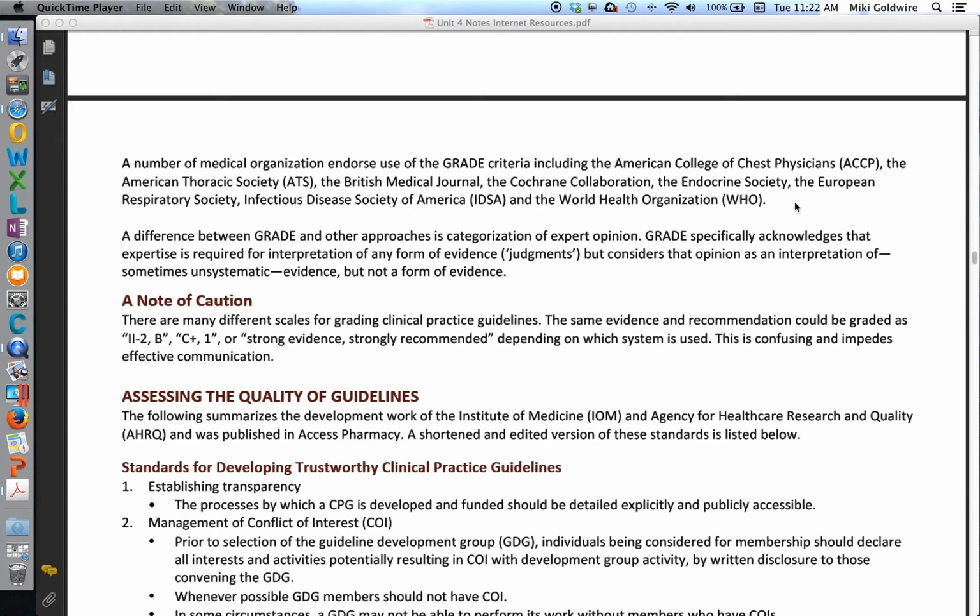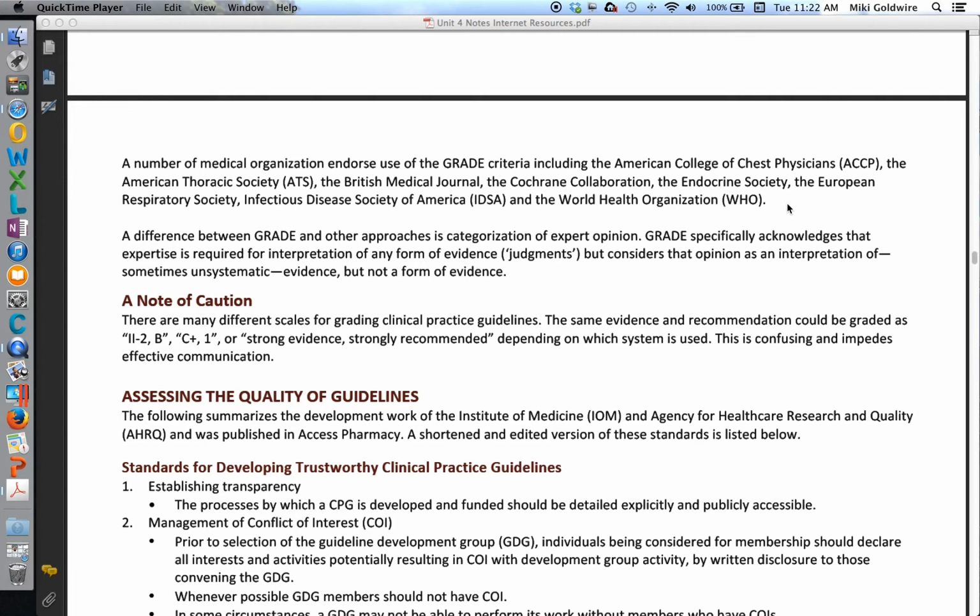A difference between GRADE and other approaches is categorization of expert opinion. GRADE specifically acknowledges that expertise is required for interpretation of any evidence, but considers that opinion as an interpretation of sometimes unsystematic evidence, but not as a form of evidence. So whenever you see a criteria that is based on expert opinion, you should just note that that was indeed based on opinion and not scientific published data.